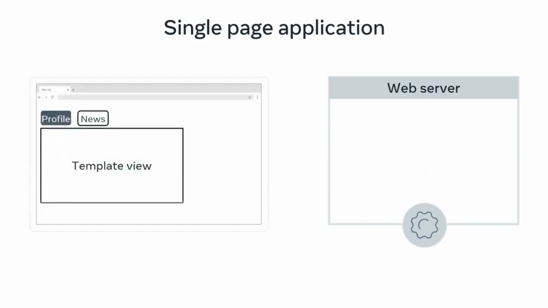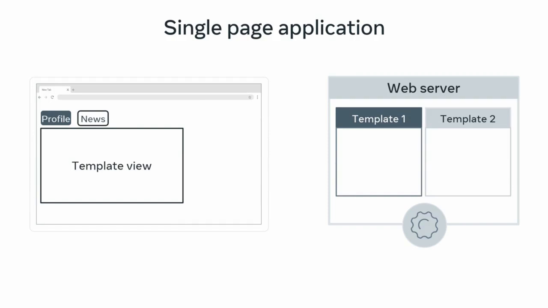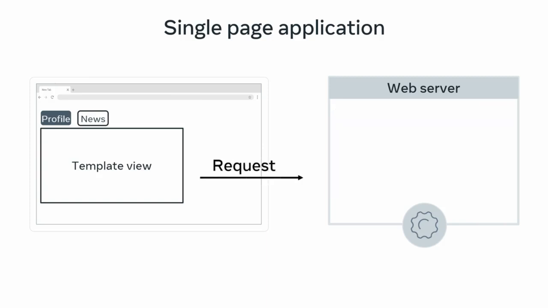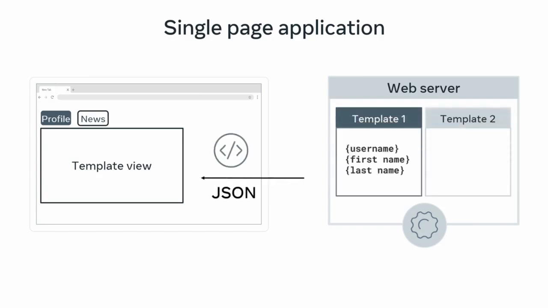In a single-page application, different pages are broken into templates, also known as views. Each view will have HTML code that can be updated by the application. For instance, the profile page would have a username, a first name, and a last name. The web browser sends the request to the web server, and the web server sends back a JavaScript Object Notation, or JSON, object. This contains only the data to be displayed, such as a user's first name and last name, and the SPA will update the HTML.